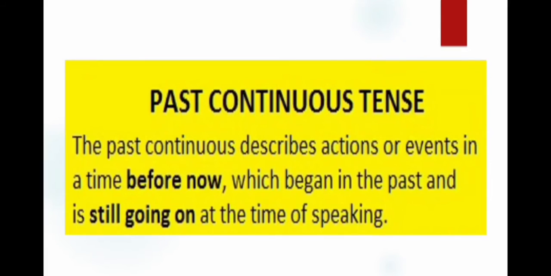So we can say that past continuous describes actions or events in a time before now which began in the past and is still going on at the time of speaking. It means that it refers to a continuing action or state that was happening at some point in the past, or we can say that it is used to show that an ongoing past action was happening at a specific moment of interruption, or that two ongoing actions were happening at the same time.